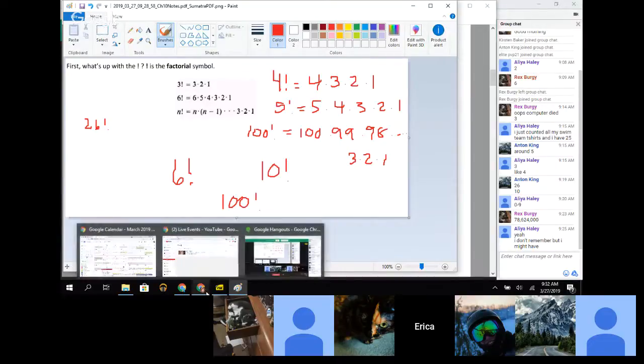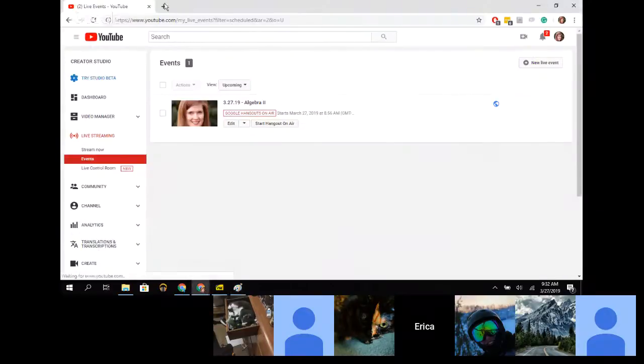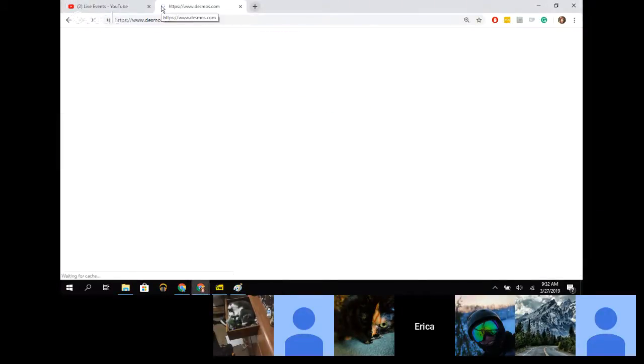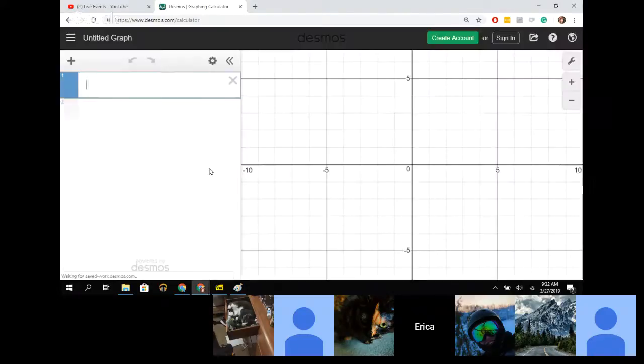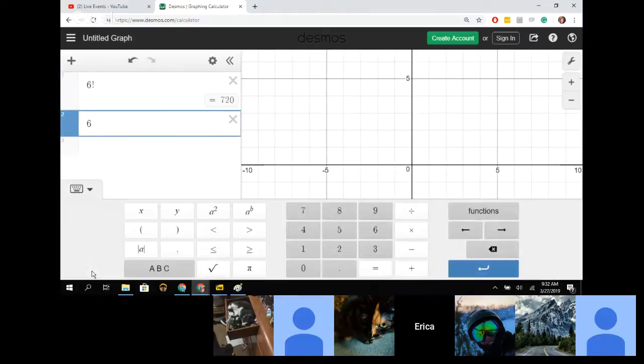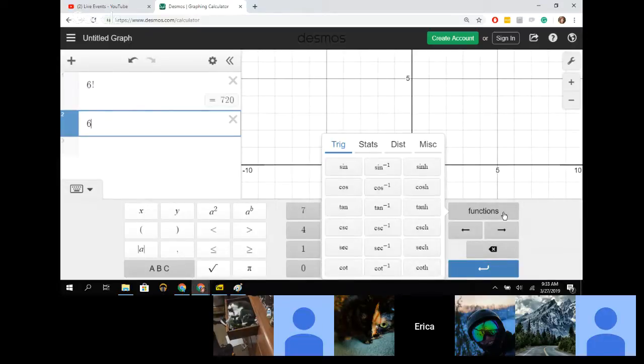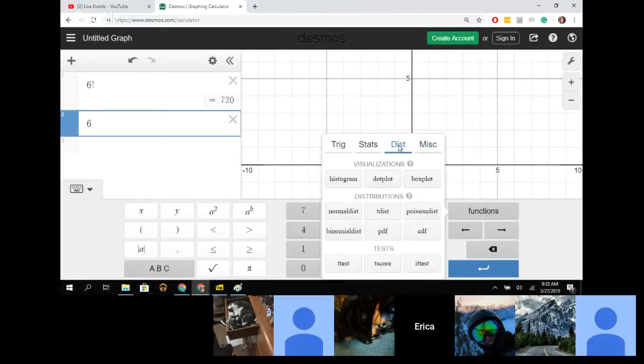Desmos also should have this. Don't have Desmos up, but it also should be under probability in Desmos. So if you do 6, I don't even know if you type it on your keyboard. Oh, okay. So you could just type it in keyboard-wise. You could also do 6, functions. Oh, it does not have it in there. So I guess you just have to type it in with your keyboard. I would have thought it had it in there.